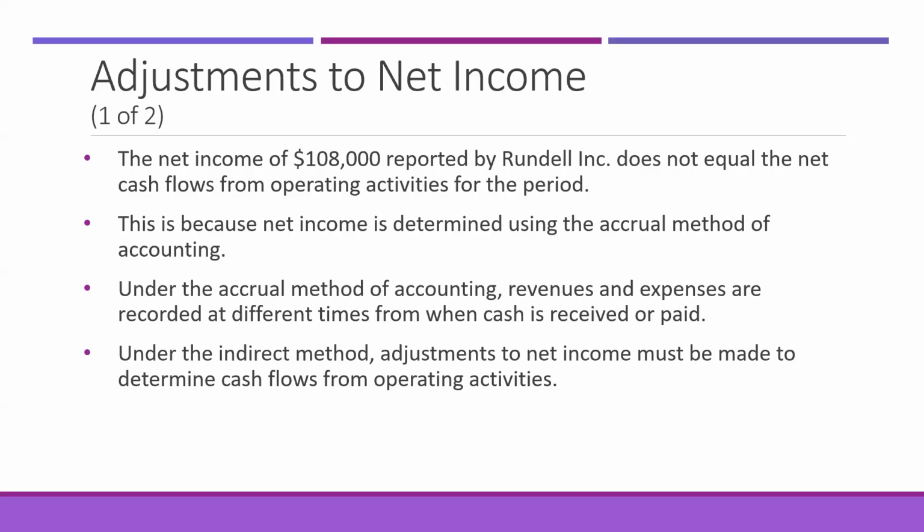So we have net income, it's 108,000. Using the accrual method of accounting, revenues and expenses are received and paid at different times than the cash. And so to get back to the cash, we have to reverse all of the accrual accounting things that we've been doing all semester.